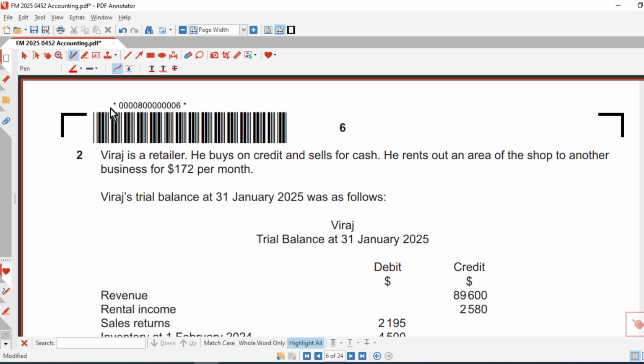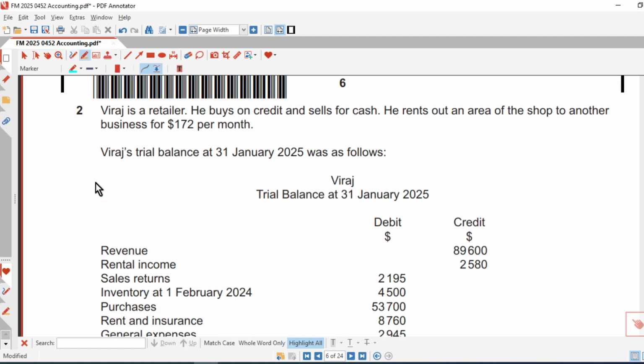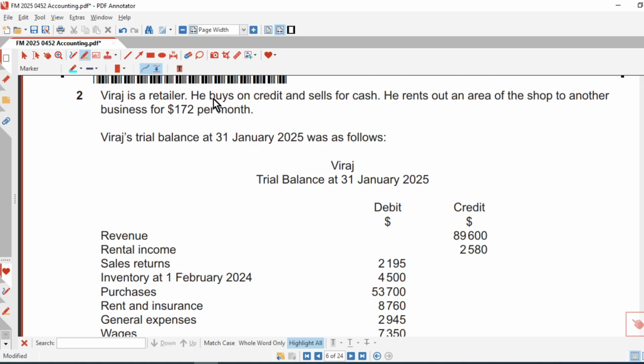So let's have a read through here. Viraj is a retailer. He buys on credit and sells for cash, so kind of like a supermarket. He rents out an area of the shop to another business for $172 per month. The first thing I'm going to point out is that this is your rental income. You're renting out your shop to someone else for $172 per month. So how much do you get in a year?